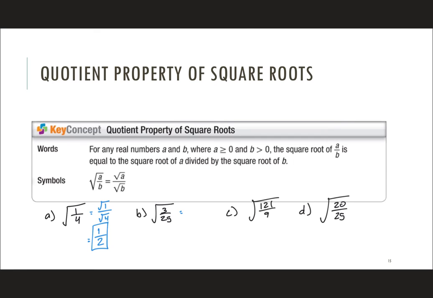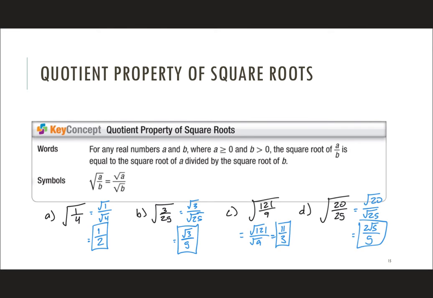With B, I can break this apart. I can do the square root of 3 over the square root of 25. Now, square root of 3 does not simplify nicely, so I'm going to leave that alone. And now I have the square root of 3 over 5. Okay? You guys do the other two. When the video plays, you'll see the answers. All right, here are your answers.